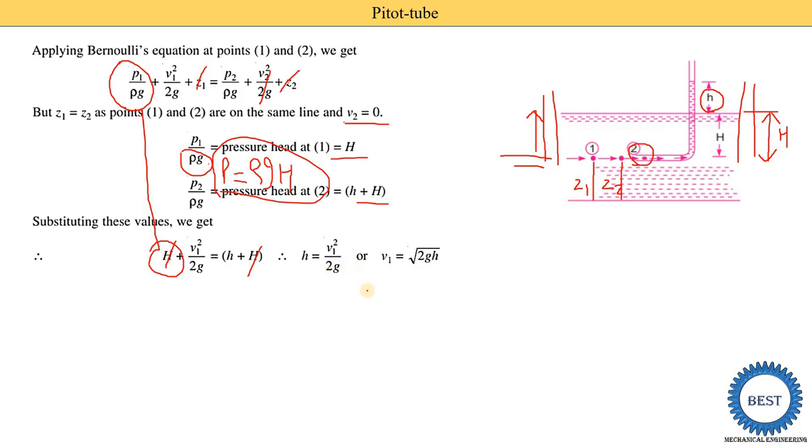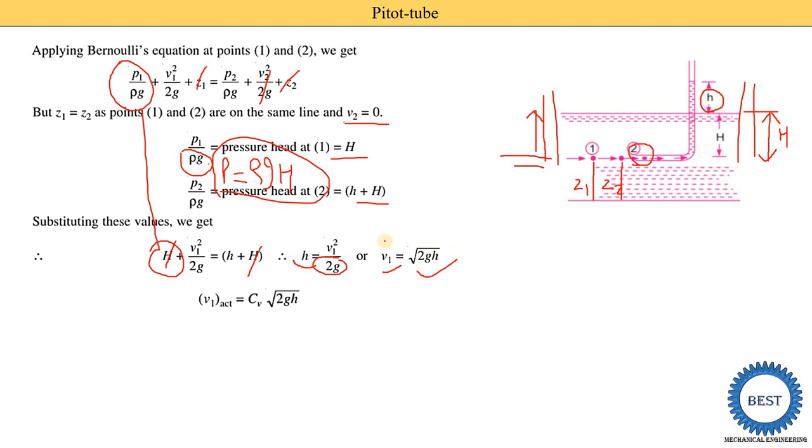Then we know that the pitot tube is used to measure the velocity of the flow. That means we need to find the equation of velocity. And what is the equation of velocity? It is the V1. So we need to convert this equation into the form of V1. We move this 2g to the left side, so it is multiplied with this h, so it is 2gh, meaning V1 square is equal to 2gh. Then we take the square root on both sides, so the square root of V1 square becomes V1, and on the right side it is the square root of 2gh.